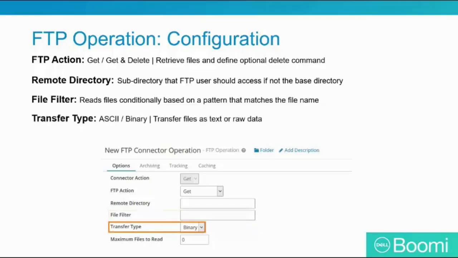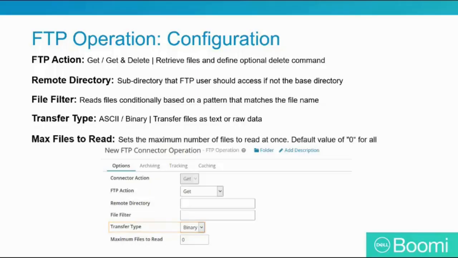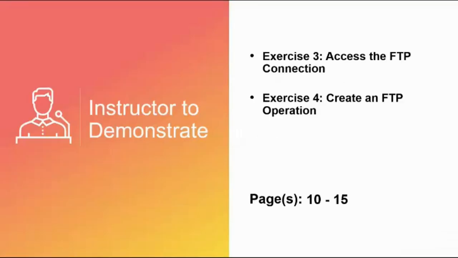Transfer type. This transfers the files as text or raw data. Maximum files to read sets the greatest number of files to read at once. The default value is 0 for all. Well, that was a lot of information to review for just one connector. As you'll see, though, it'll make more sense when you watch me build it out.